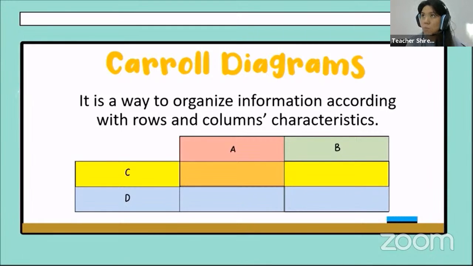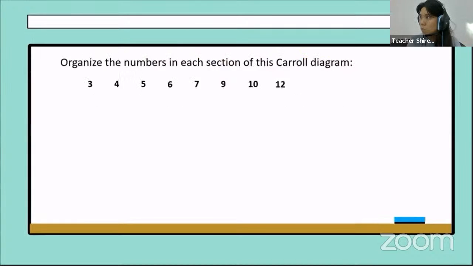Between C and B, we put the information here. Between D and A, we put the information here. And finally, the information that is B and D, we put here in this part of the Carroll diagram. Let's continue with another specific example. Organize the numbers in each section of the Carroll diagram. We can't organize in any part; we have to organize in a specific section.